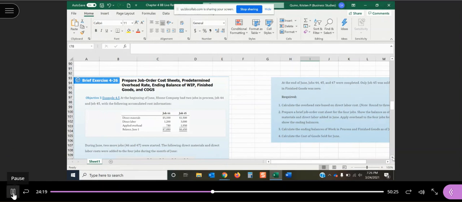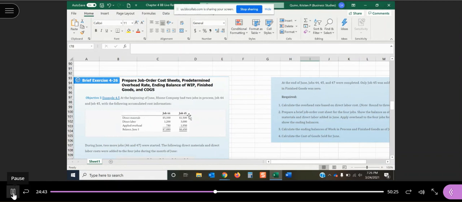So they give us some examples here for exercise 426. They tell us at the beginning of June, our company has 2 jobs that are in process, job 44 and 45. They were started in May and they weren't finished in May, so they continue to roll with us through June. And they have the following accumulated costs.